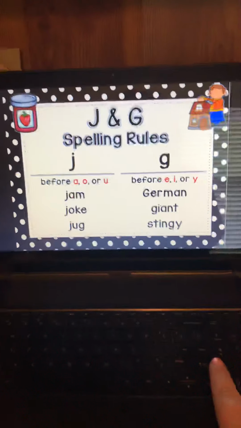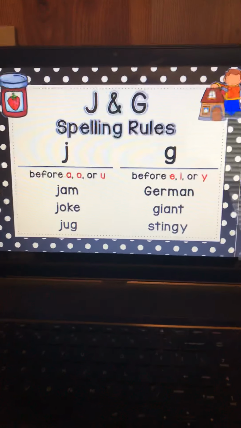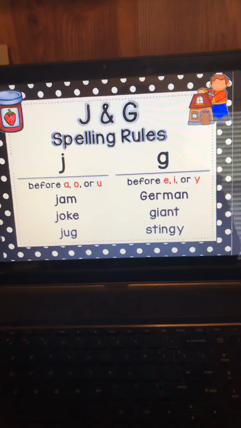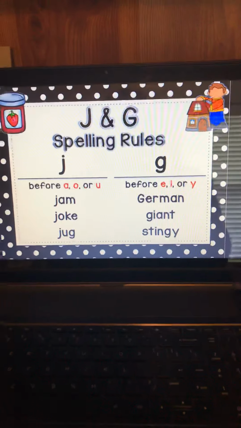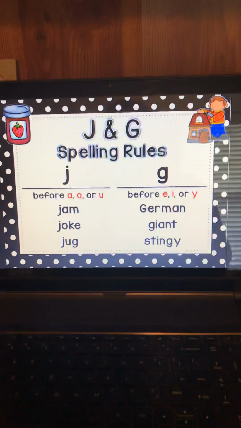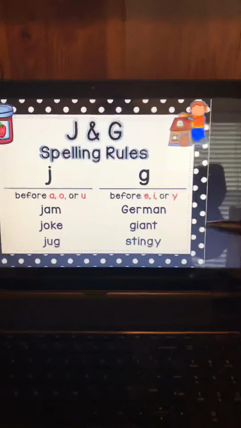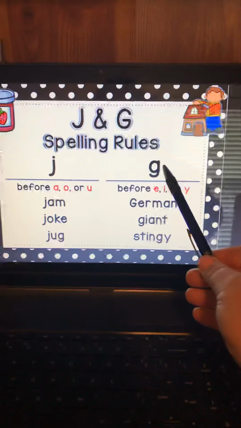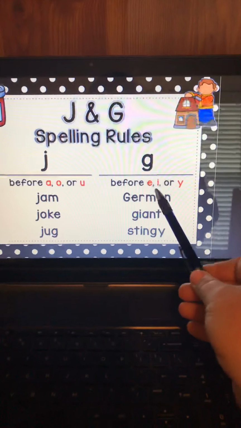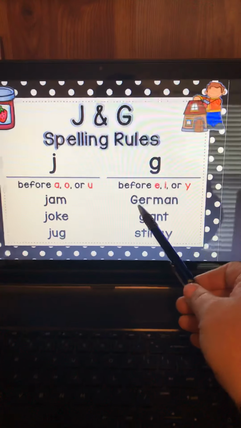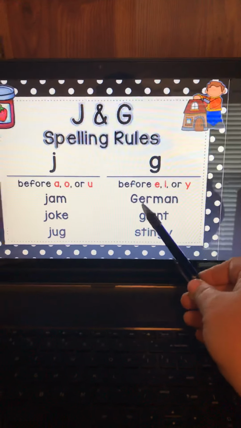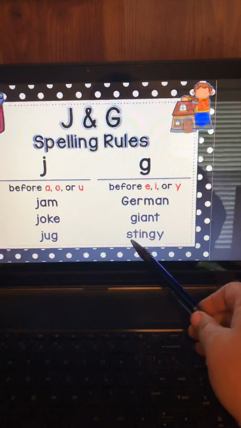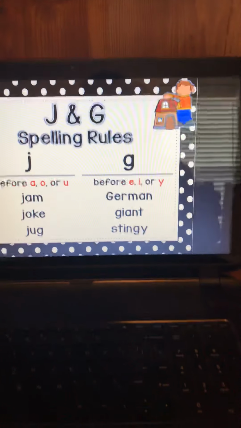All right. J and G spelling rules. So we say J before A-O-U, A-O-U, A-O-U. J before A-O-U, jam, joke, jug. All right. Our G spelling rules. So how do we know when it's J or G? Well, this is how we know. G before E, I, or Y. Like German. We know ER says giant. There's an I, so I know I have to put a G in front of it. And stingy. Very good.